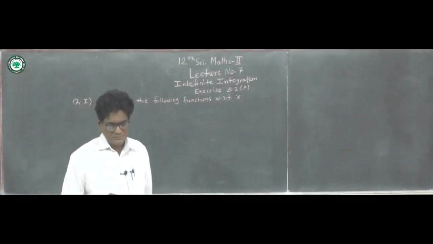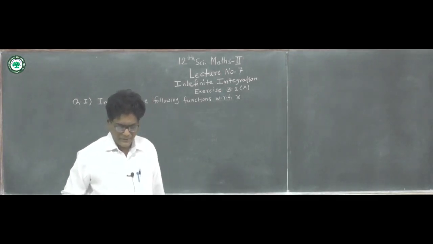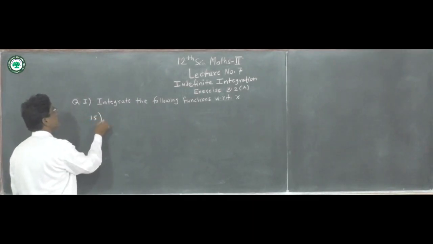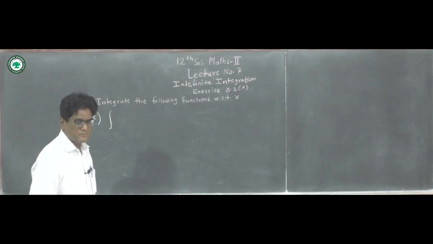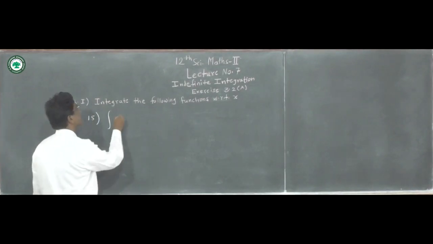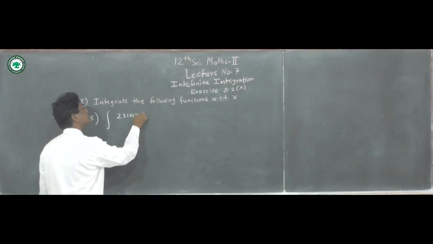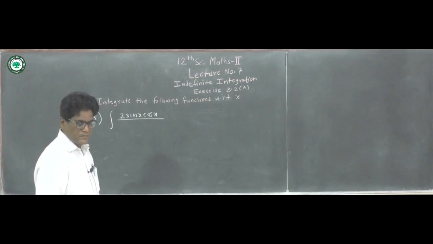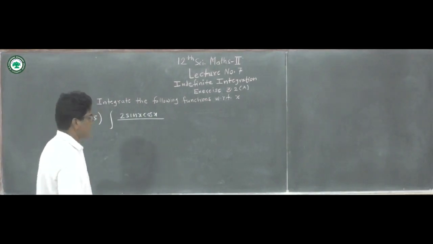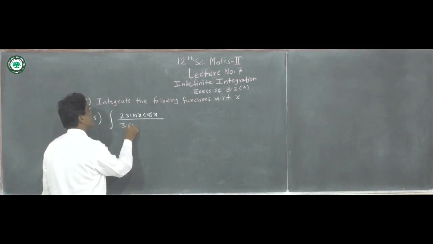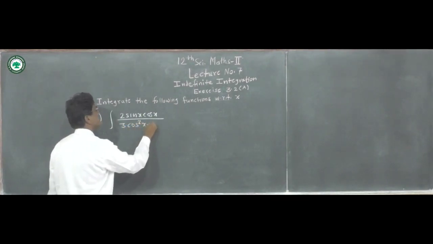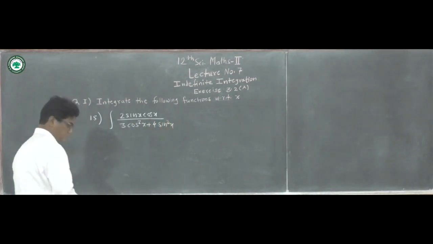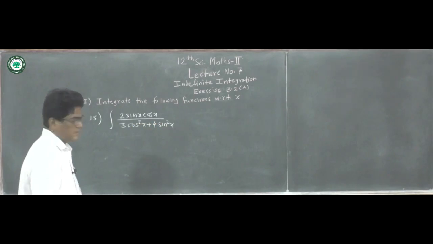Now we start here problem number 15. Integration of 2 sin x cos x upon 3 cos square x plus 4 sin square x dx.